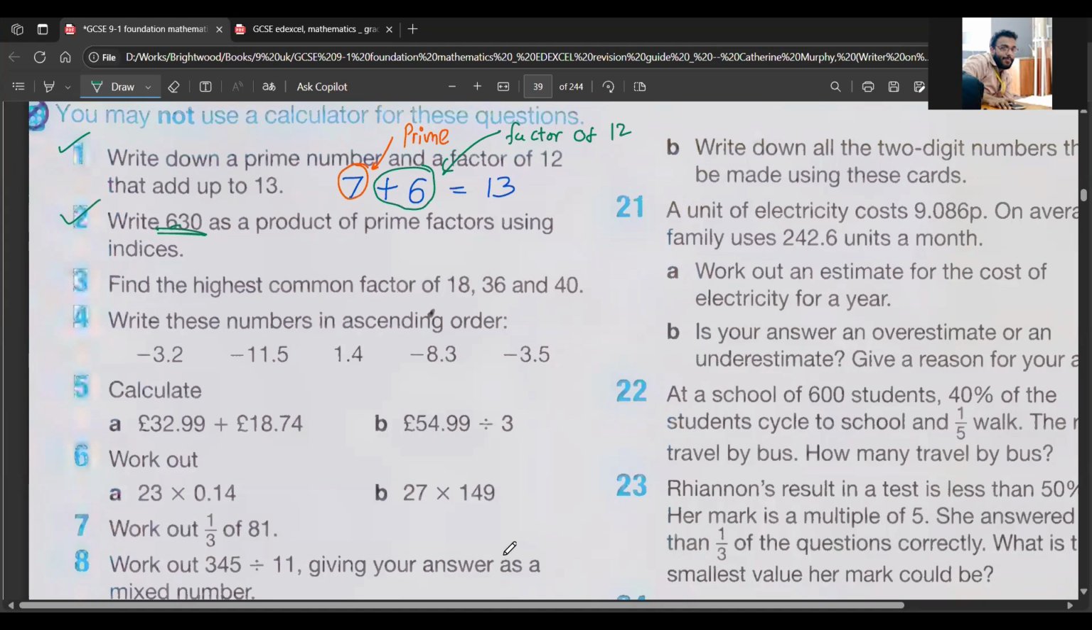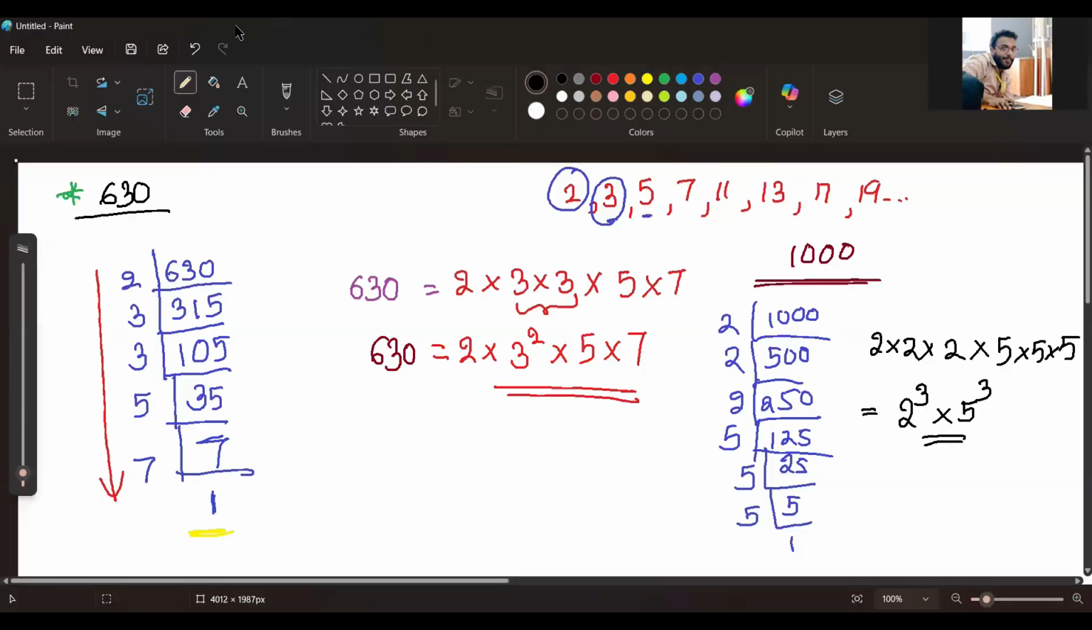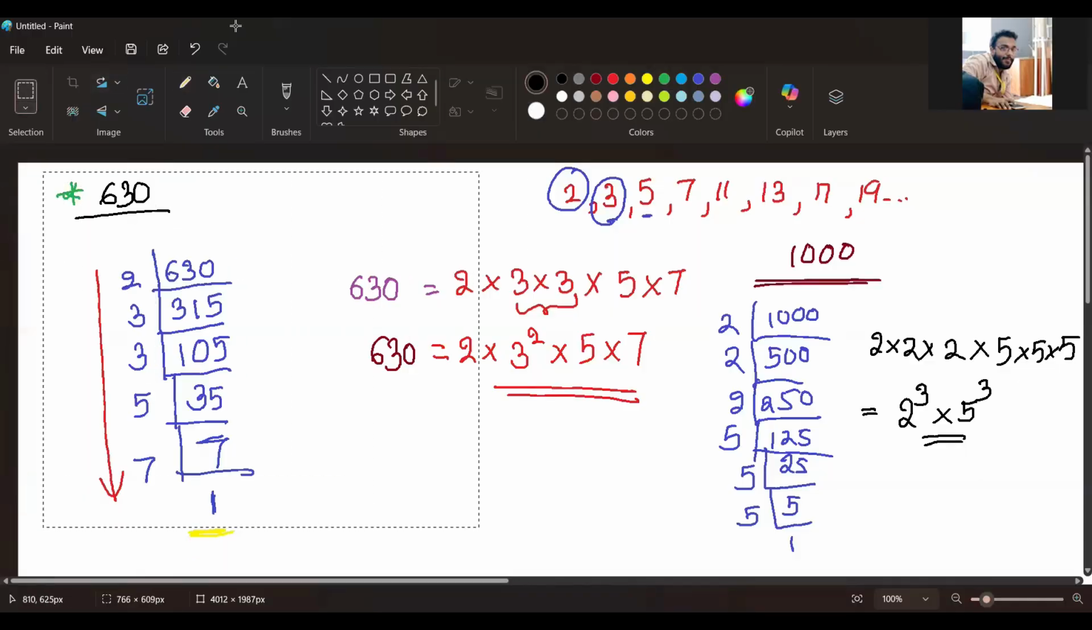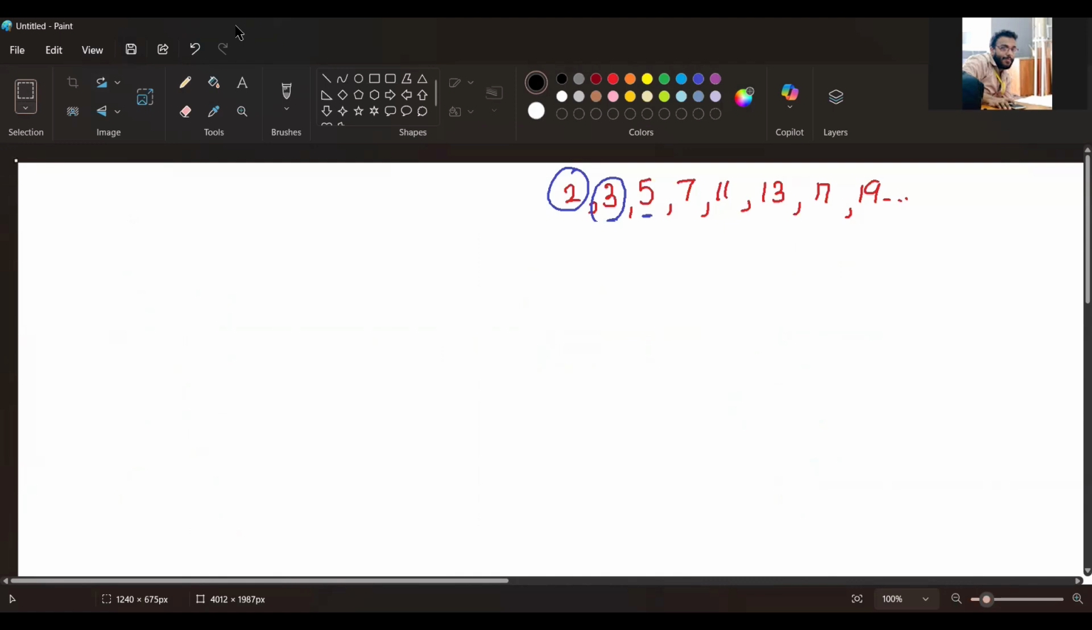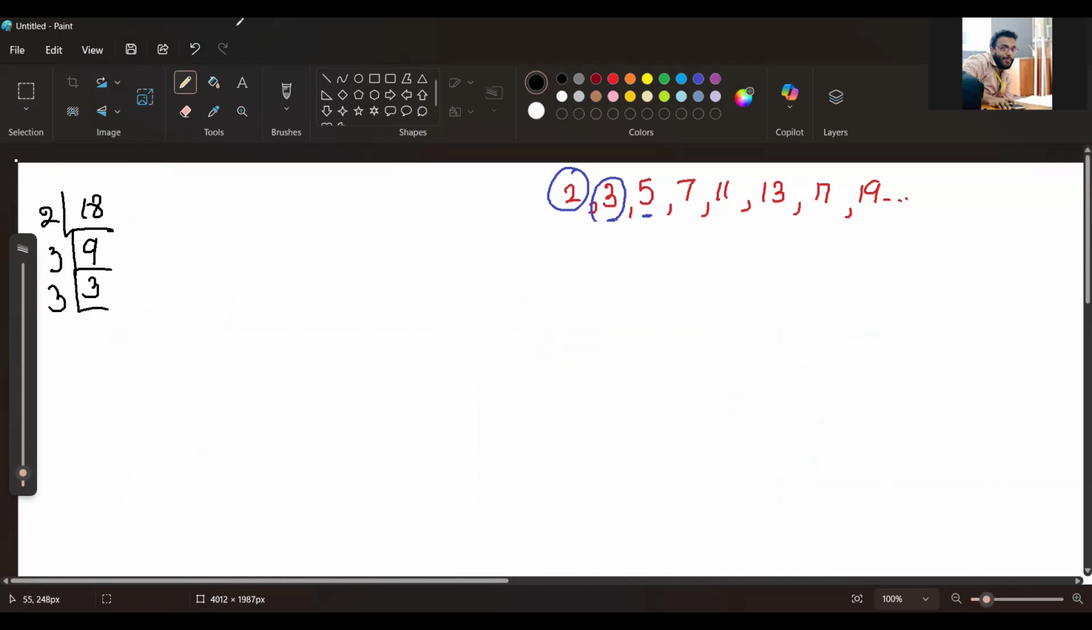So for this one, first of all, you can write these values with the prime factors. You should write them as prime factors like here. I'll do it right there. So first of all, 18. Divide by 2, 9. 9 can be divided by 3, 3. 3 can be divided by 3, 1. That's the first one.